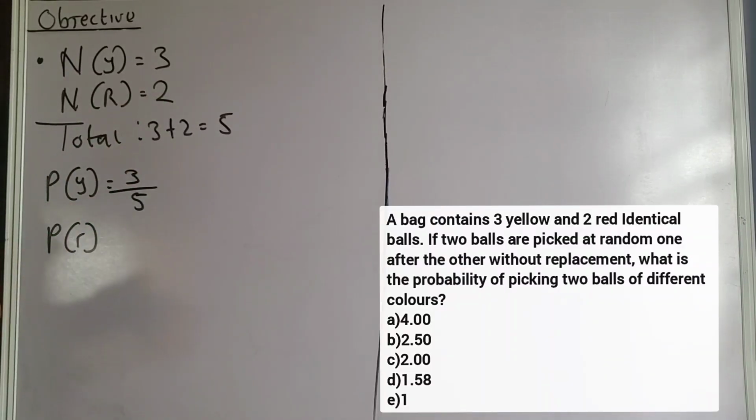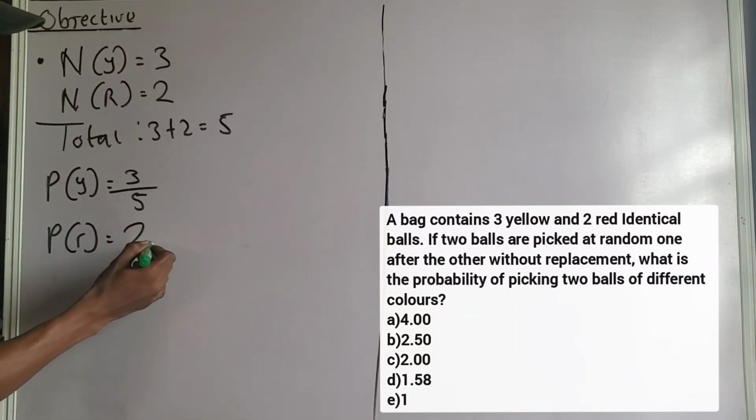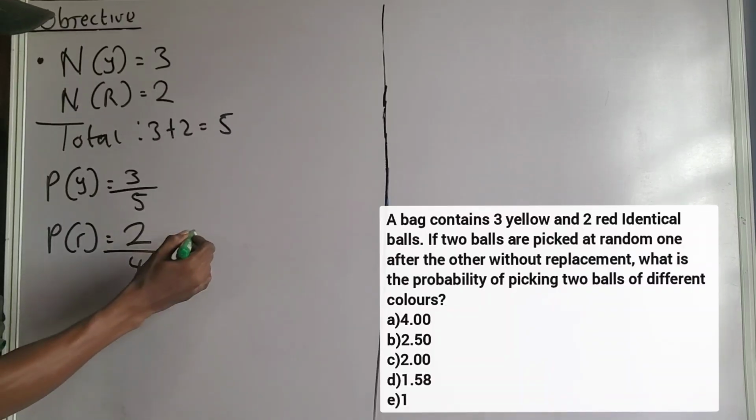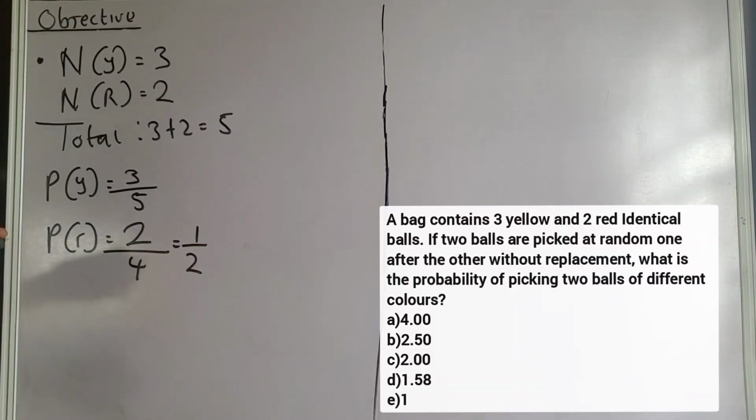Now, after the yellow ball has been picked, at the second pick, the number of balls will be reduced to 4. Are you getting it? Because a yellow ball has been picked. When the first ball is picked, which is yellow, the total number of balls inside the bag is reduced to 4, right? So the probability of picking a red ball will be 2, the number of red balls, all over 4. That is 1 over 2. Do you understand?